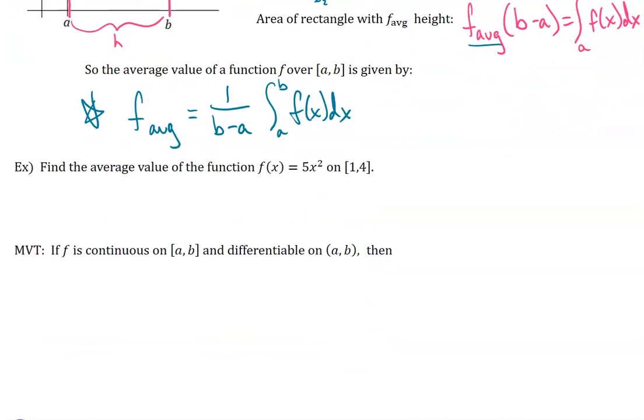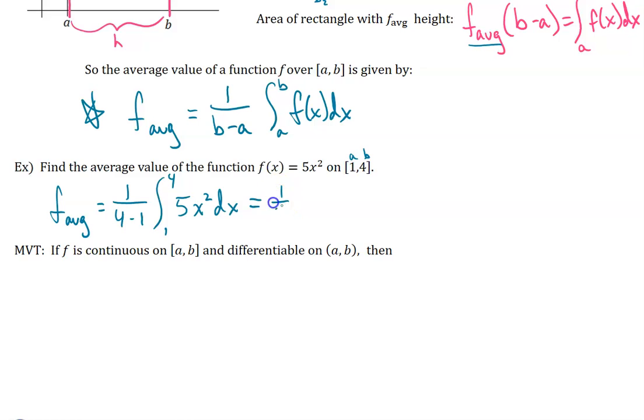So for the first one, it says find the average value of the function f of x equals 5x squared on the interval from 1 to 4. So this is our a to b, this is our f of x. So plugging straight into this formula, we get that the average value is equal to 1 over 4 minus 1 times the integral from 1 to 4 of 5x squared dx.